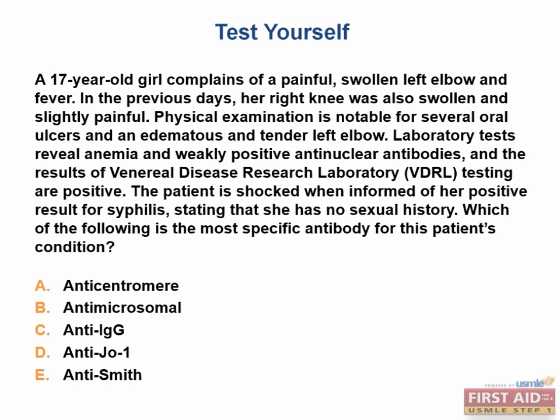Okay, next question. A 17-year-old girl complains of painful, swollen left elbow and fever. In the previous days, her right knee was also swollen and slightly painful. Physical examination is notable for several oral ulcers and an edematous and tender left elbow. Lab tests reveal anemia, a weakly positive ANA, and the results of VDRL testing are positive. The patient is shocked when you inform her that her tests are positive for syphilis, stating that she has no sexual history. Which of the following is the most specific antibody for this patient's condition?